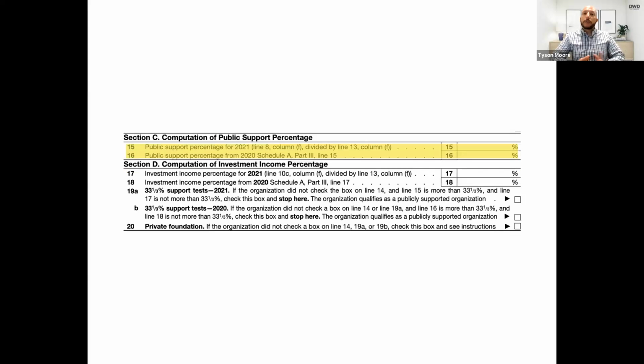And here's the support test if you check box 10 on the first page of Schedule A. Again, depending on what line you checked on the first page, there are two different kinds of tests that need to be done. And again, it's really the same thing. You're looking to see if these percentages are more than 33.33%. If they're not, that could be a concern. And also if they're significantly decreasing year over year and getting close to that 33.33%, that could be a red flag that you might want to investigate.